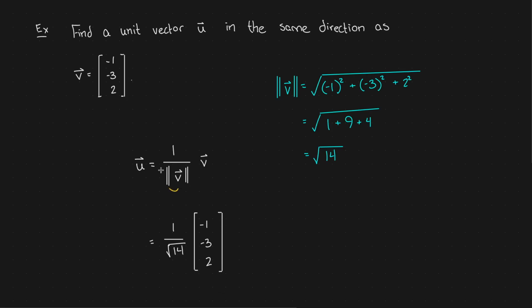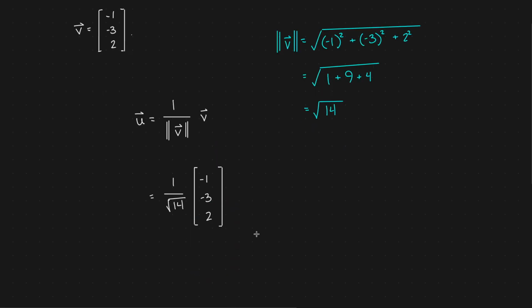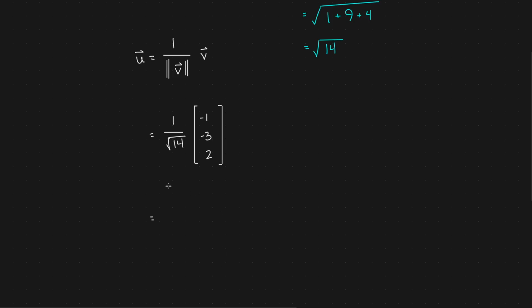Okay, so 1 over norm of v, that's the scalar, and then vector v is the vector. So I'm doing scalar vector multiplication. And if I multiply, I get -1 over root 14, -3 over root 14, 2 over root 14.